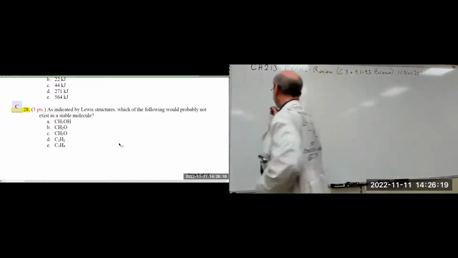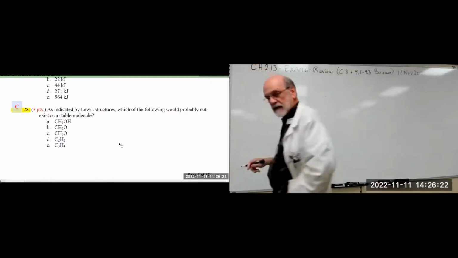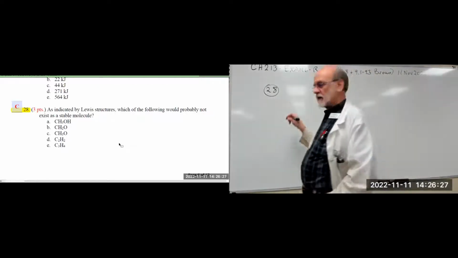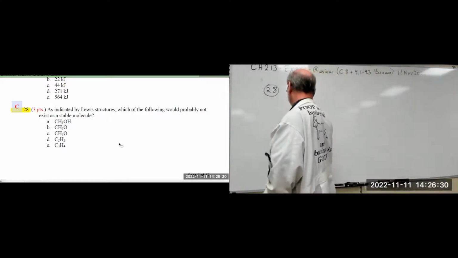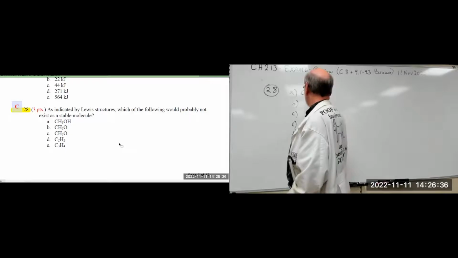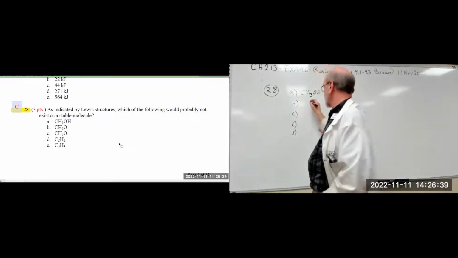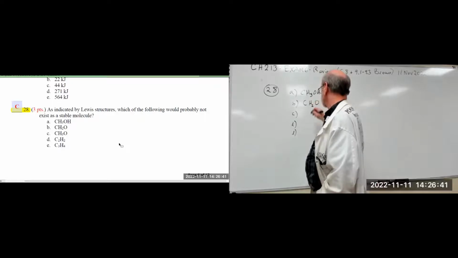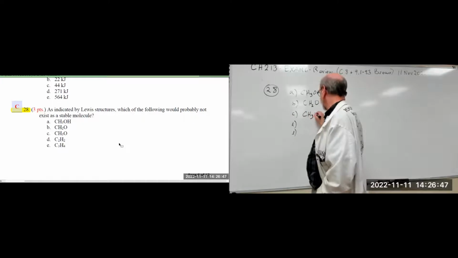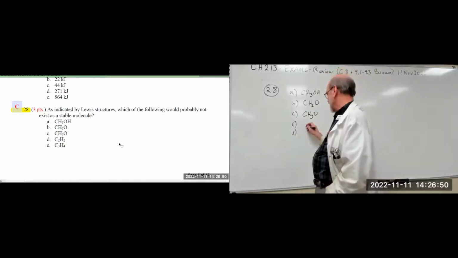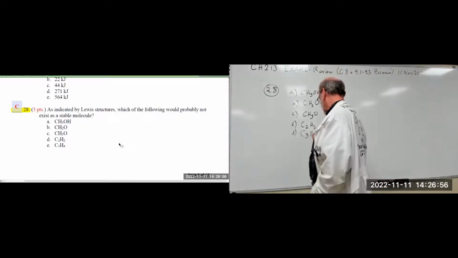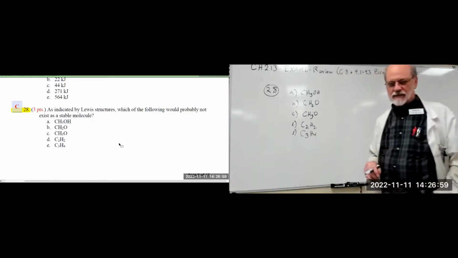All right, 28. Which one of these molecules will probably not exist as a stable molecule? I think the first one is methanol. Yeah. Second one is formaldehyde. This one is, I don't know. This one is probably acetylene. And then this one is, I'm not sure what the name of that one is.